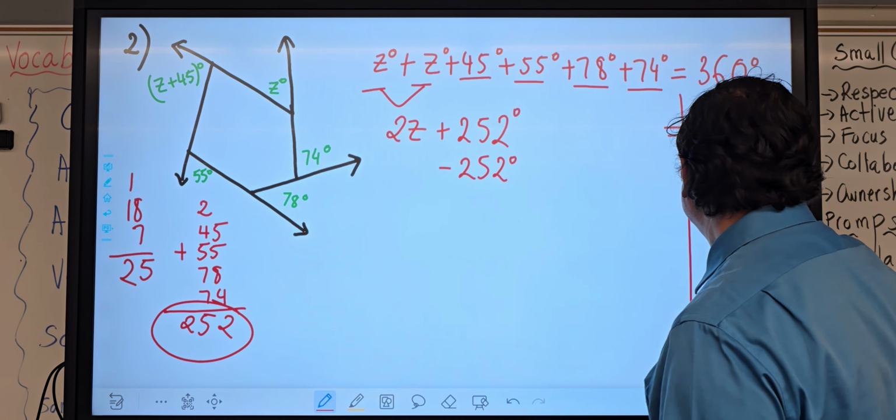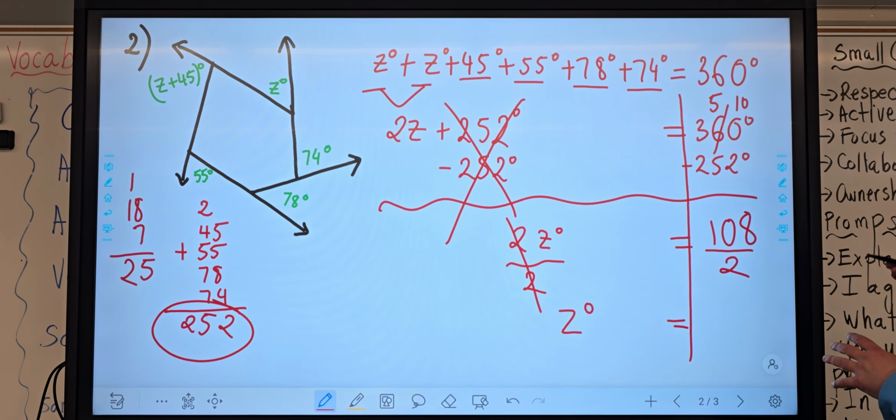Let's borrow from the 6, make 6 a 5, make 0 a 10. 10 minus 2 becomes 8. Okay, 5 minus 5, 0. And 3 minus 2, 1. 108. 2z equals 108. And finally, we divide both sides by 2. Let's divide 2 on both sides. And now we get z equals half of 108 becomes 54, right?